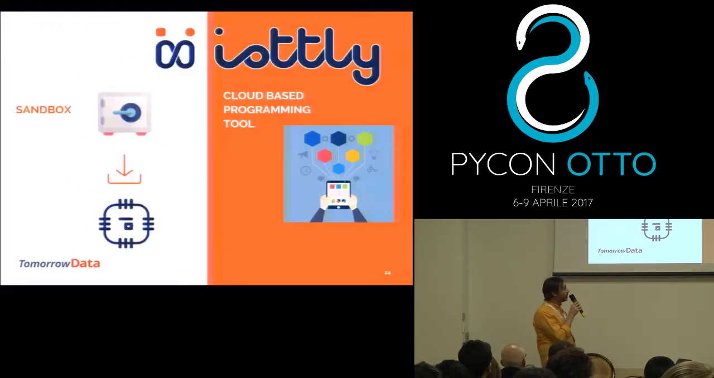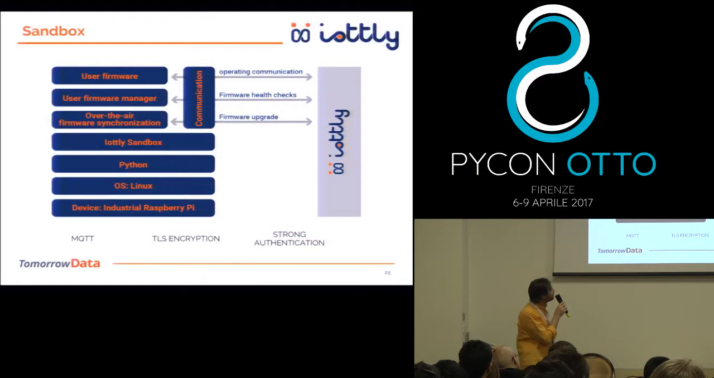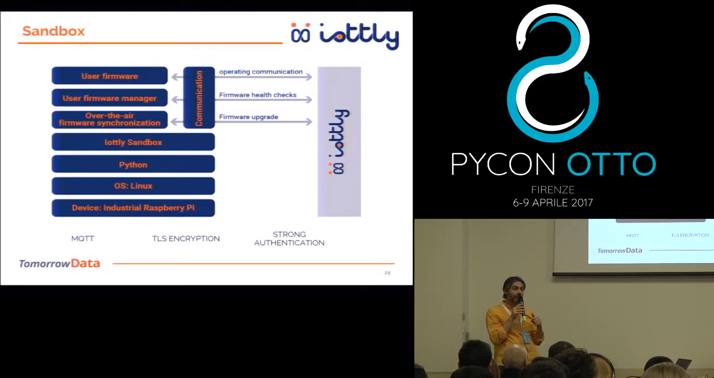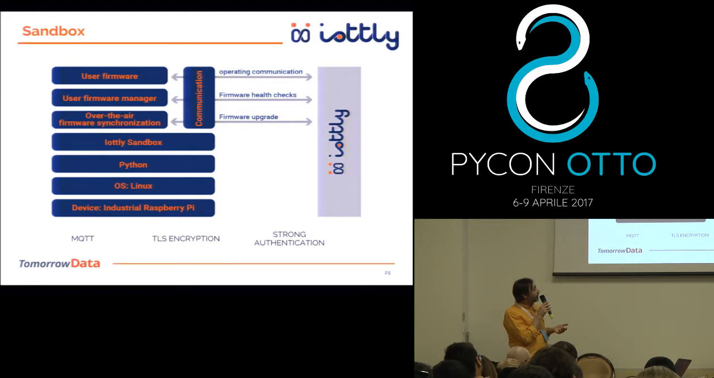Just two words about Iottly, because it is important to understand the following. Iottly is mainly built, maybe you have understood, of two parts, a sandbox, which is installed on the device, and a cloud-based programming tool. The sandbox, which is important, is this one. So we have the Raspberry Pi, we have the Raspbian, we have Python, and we have the Iottly sandbox, which performs mainly three actions. The first one is it manages the synchronization of the firmware whenever it is required to upgrade it. The second one is decoupling the execution of the user code from the communication and firmware upgrading part, so that if the user code breaks, the communication and upgrading parts are still running, and you are always able to upgrade the device in case of bugs, and you are able to debug your code.